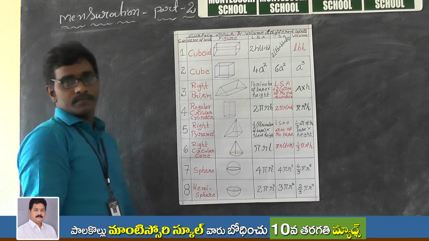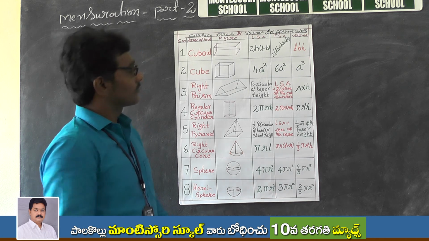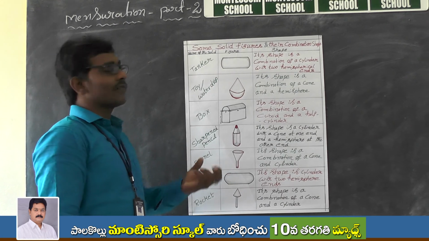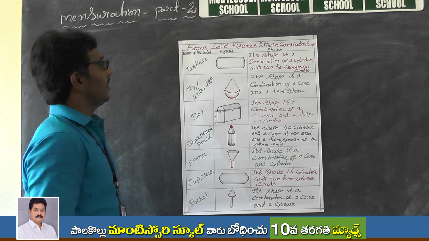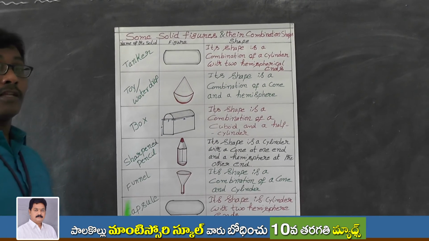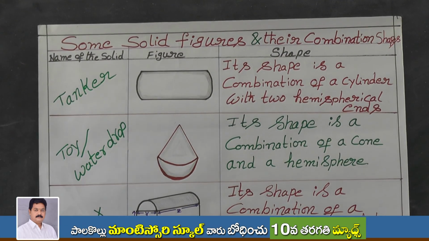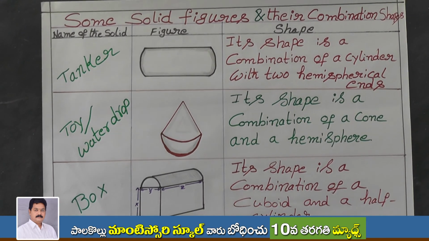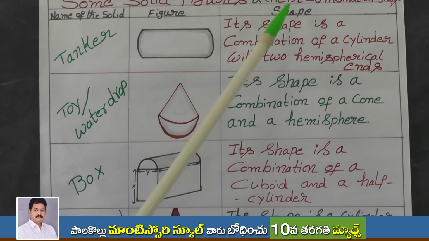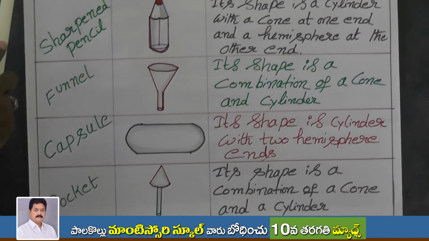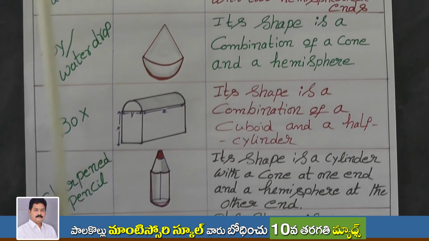Okay guys, next one. Here I give some examples of combinations of solids. It is important according to the public examination. They give one question from this small topic. See, some solid figures and their combination of shapes of the solids. Name of the solid, figure, shape.